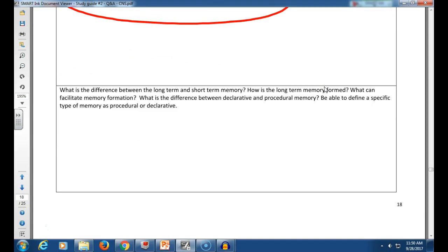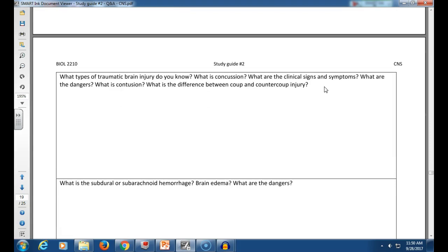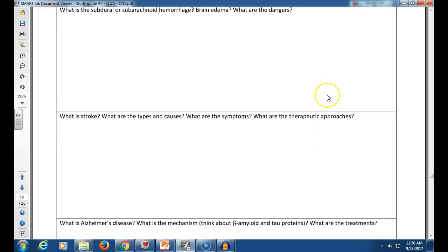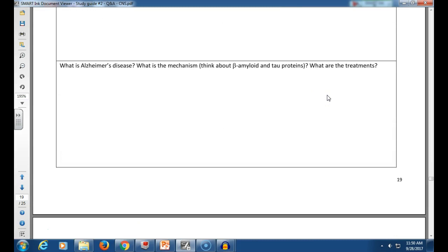Memory, long-term versus short-term, procedural versus declarative. The pathologies, traumatic brain injury, ischemic stroke, hemorrhagic stroke. Know the difference. Alzheimer's, Parkinson's, Huntington's, prions. Be able to recognize the disease by the symptoms, that's number one.